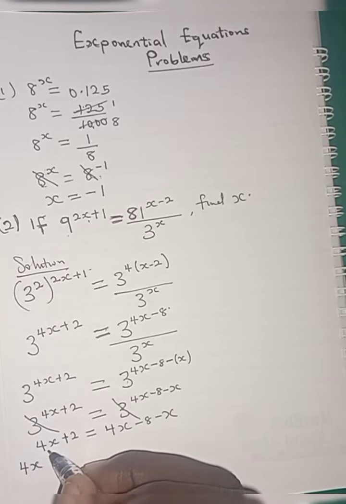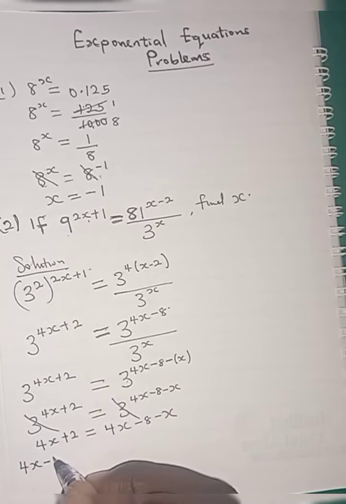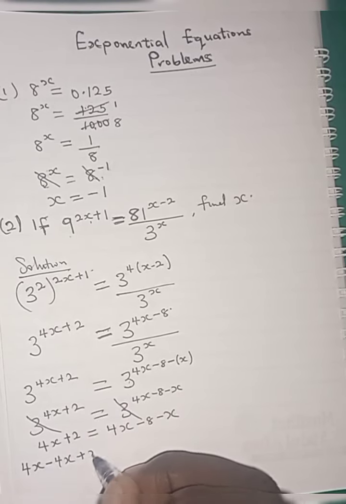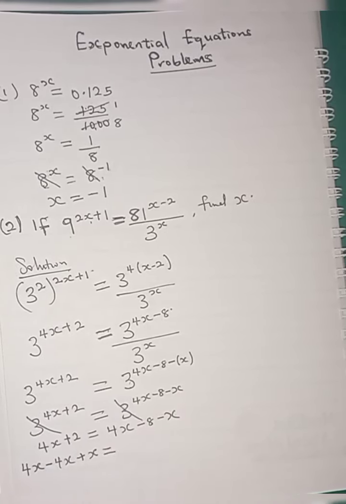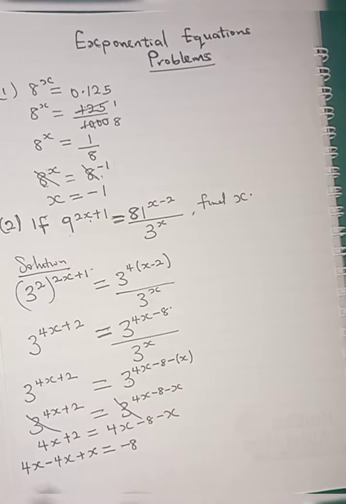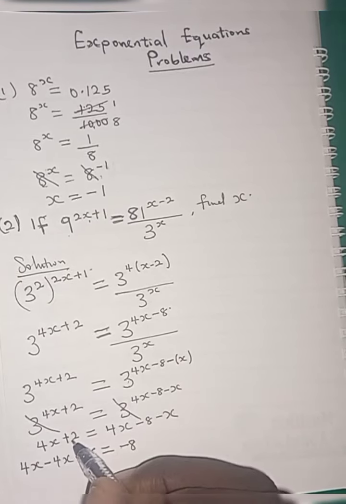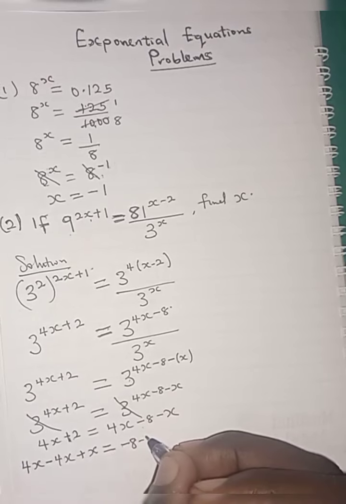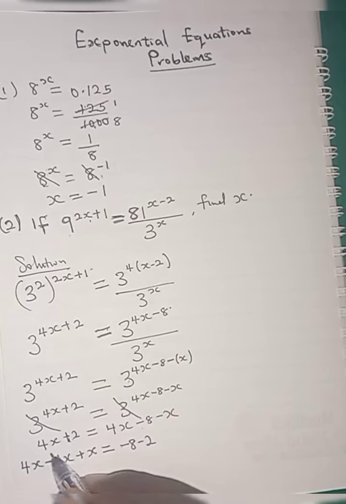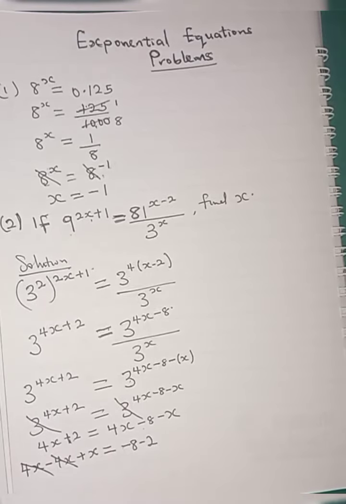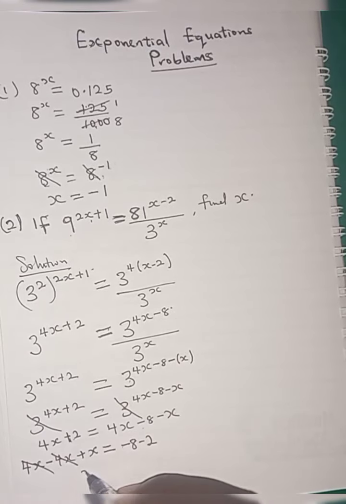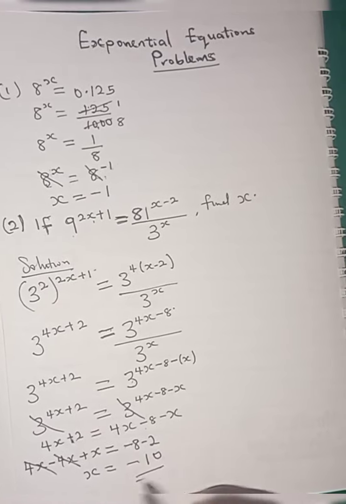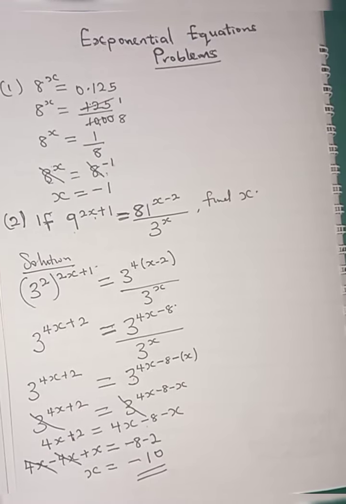4x, then the first 4x will also come here, it will become minus 4x. Then this minus x will also come here, it will become plus x, then equals minus 8. Then this plus 2 will also move to this side and it will become minus 2. Then this can cancel this, 4x minus 4x, that's 0. Then we'll be left with x equals minus 10. And that's going to be our final answer.